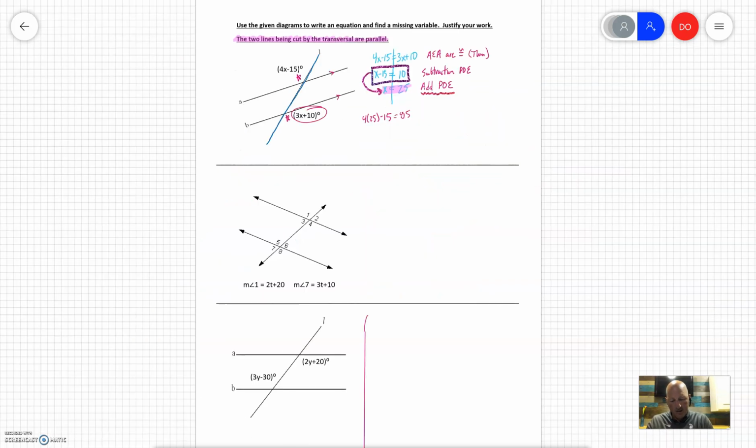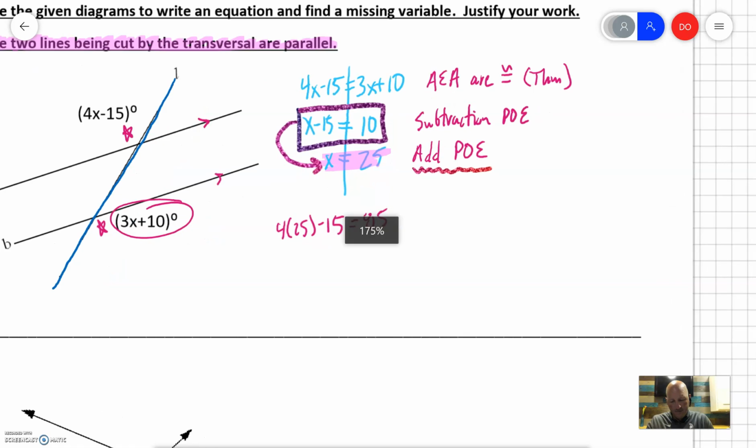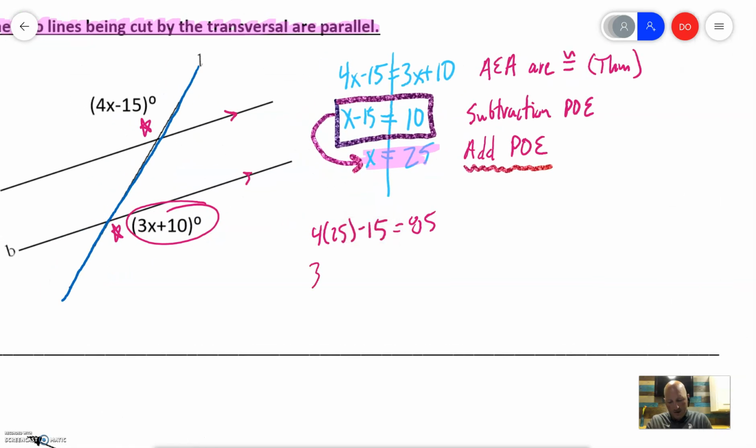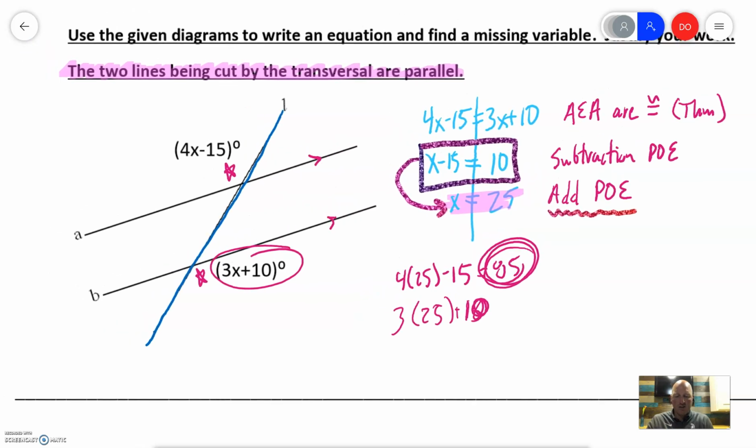So 3 times 25, plus 10 is what the expression says. So 3 times 25 is 75. 75 plus 10, again, gives me 85. So at the heart of the question, if you can recognize what types of angles you have and what's true about them, that'll lead you to an equation which will allow you to solve for your missing variable.